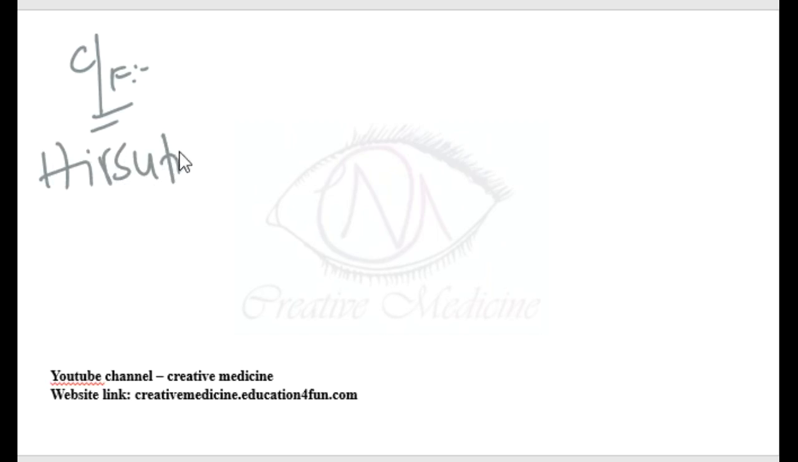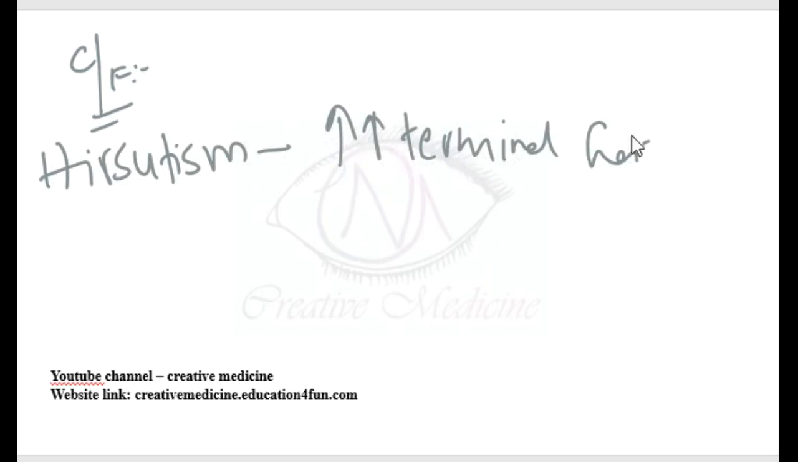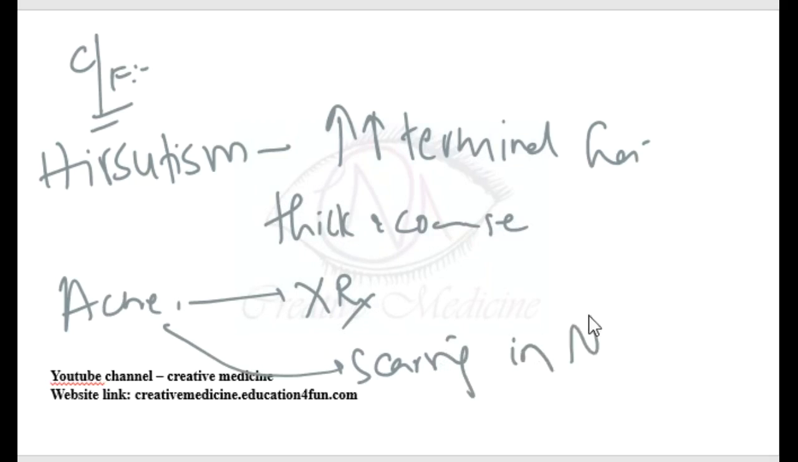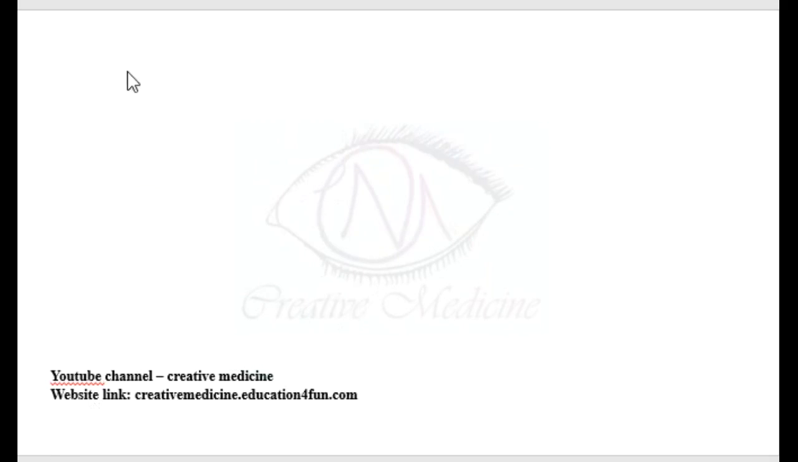In hirsutism, there is growth of excessive terminal hair, which is thick and coarse in male pattern. Acne is the second most common manifestation. Acne does not respond to usual treatment. Acne can be scarring in nature. Androgenic alopecia is seen, and there can be dyslipidemia in the patient.